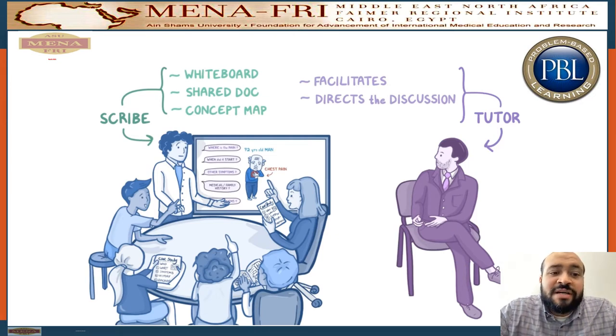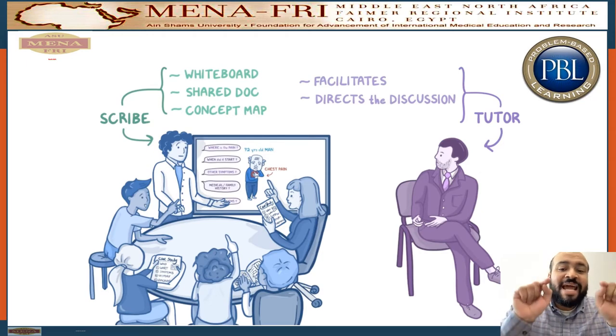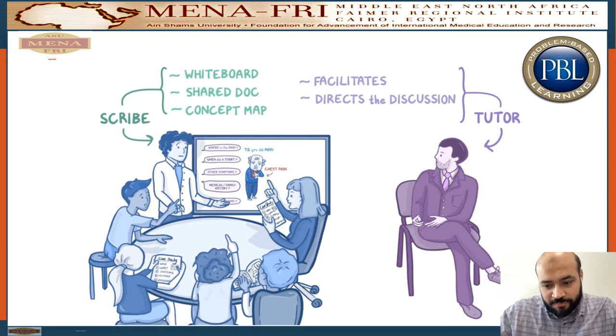Then we have a scribe. The scribe will lead the conversation. Then they will present the problem, and then they will start the cycle that we will illustrate. The tutor is sitting on the side, not at the whiteboard as we used to. He is a facilitator. He is directing the discussion, not giving them a solution or a suggestion for solving the problem, but focusing on helping them solve the problem by themselves.